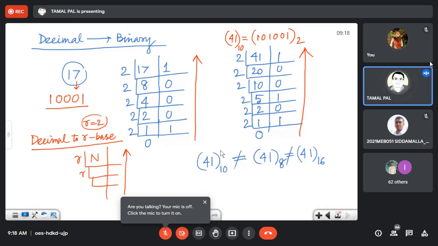Now we'll do the reverse. That means so far we have converted a decimal number into binary. Now we'll convert it back into decimal to check if the conversion is done properly or not. So you have to know the rules of how to convert binary into decimal.